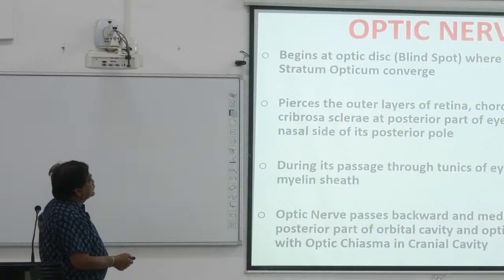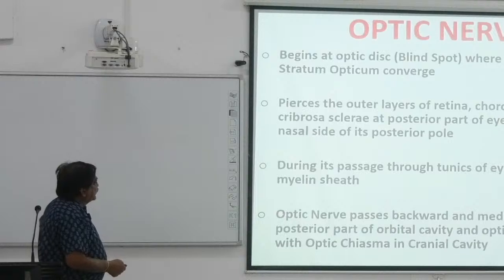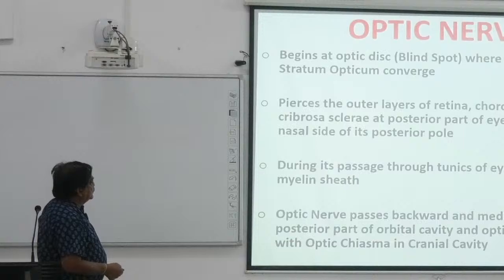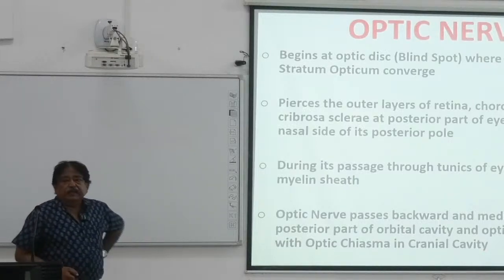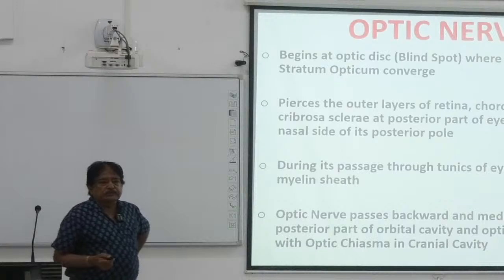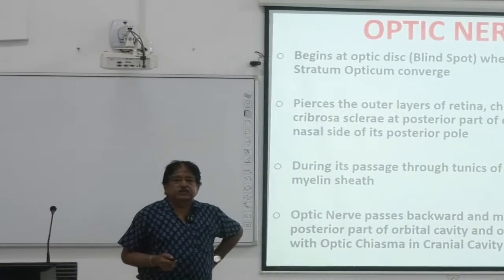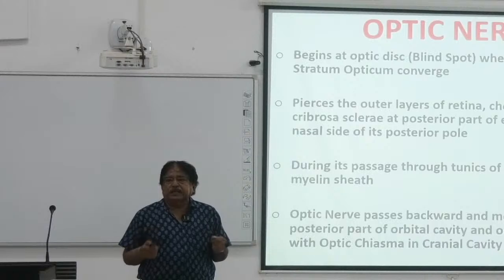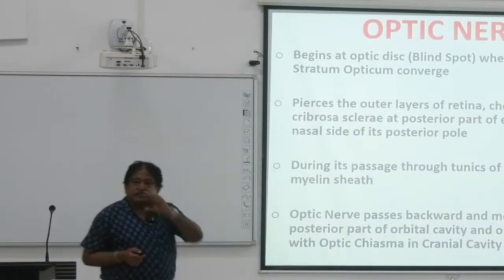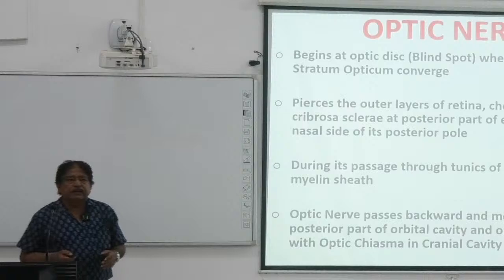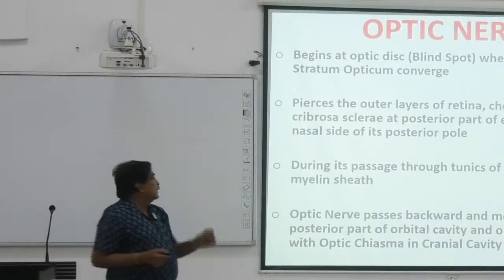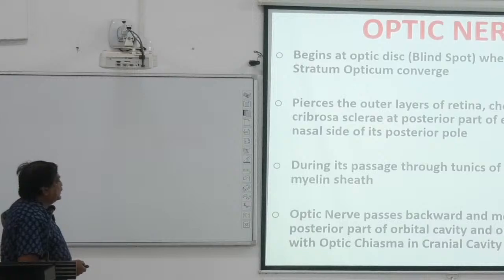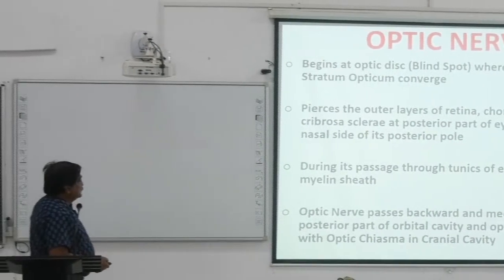During its passage through the tunics of the eye, it acquires myelin sheath. This is important. Optic nerve passes backwards and medially through the posterior part of the orbital cavity and optic canal and joins with the optic chiasma in the cranial cavity. When I told you about the sphenoid, I showed you the picture of the horseman or jockey on the saddle. Now try to recollect the optic nerve passing through the orbital cavity and the optic canal and joining with the optic chiasma in the cranial cavity.